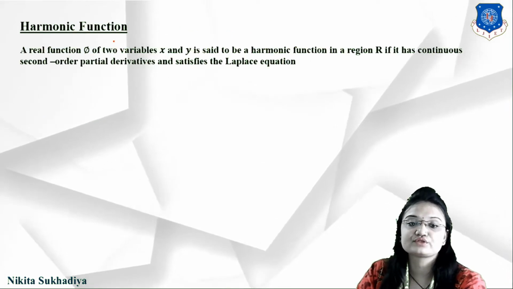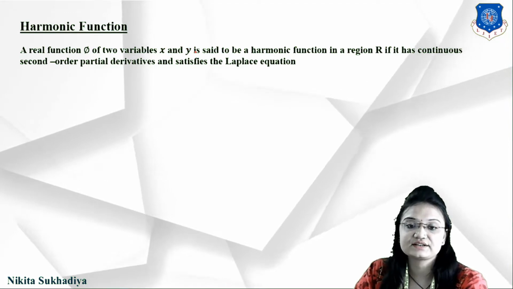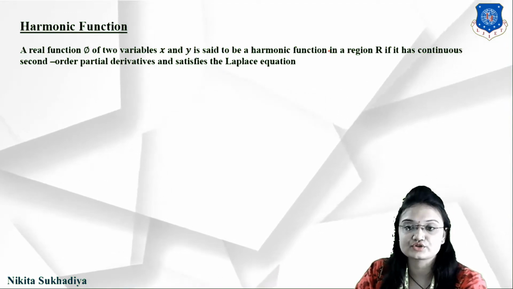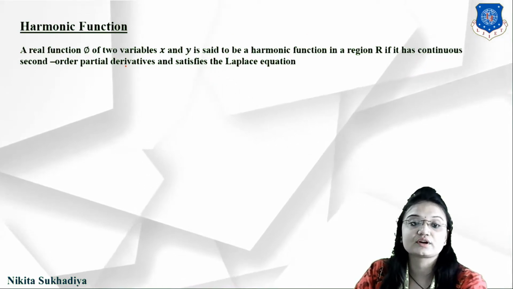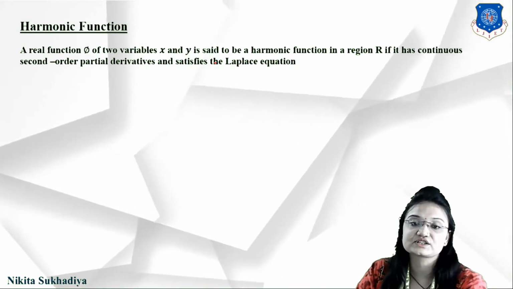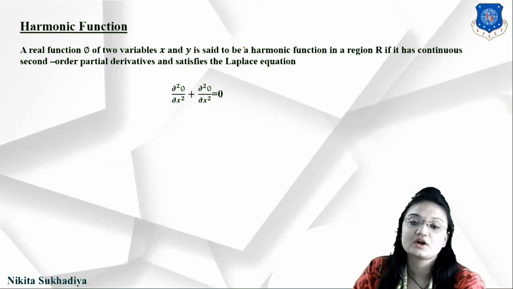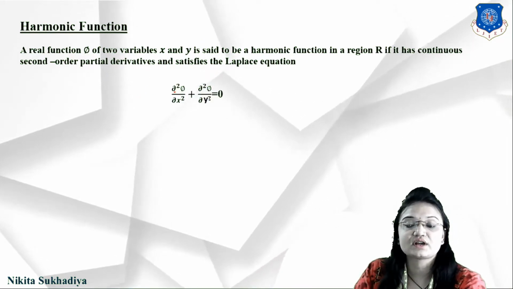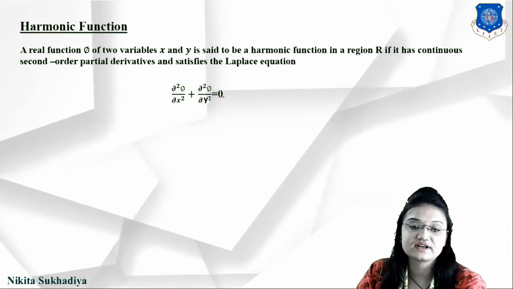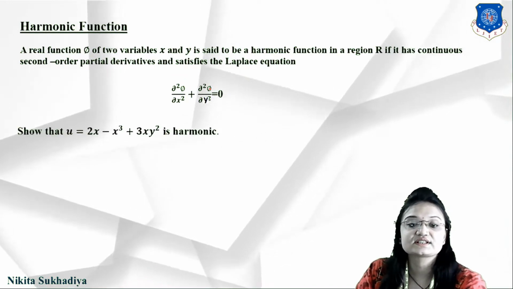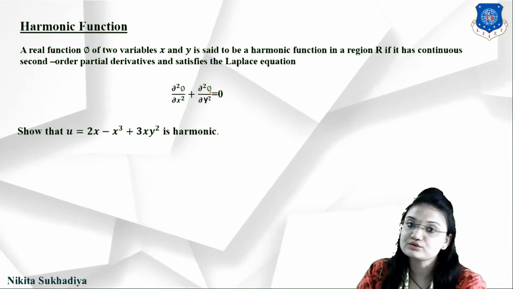A real function phi of two variables x and y is said to be a harmonic function in a region R if it has continuous second order partial derivatives and satisfies the Laplace equation. That is the Laplace equation, del square phi by del x square plus del square phi by del y square is equal to 0. So we can say that phi is a harmonic function.